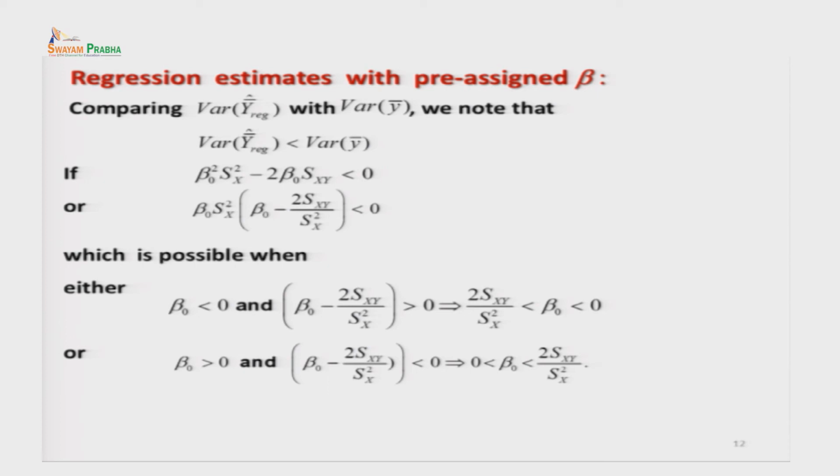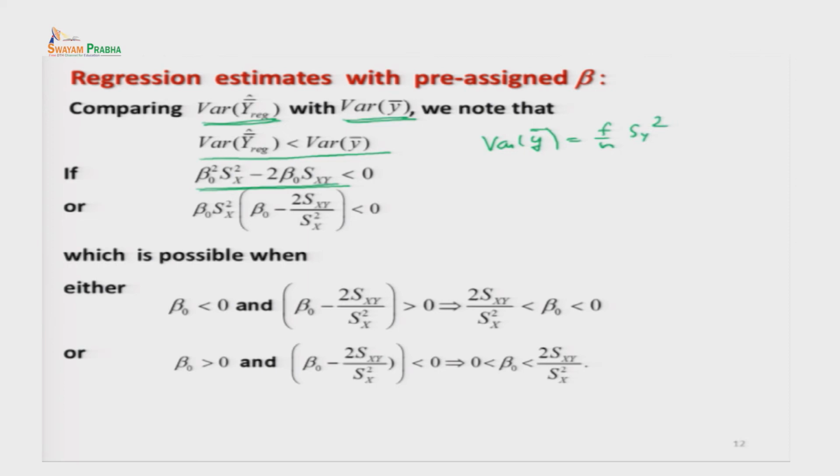In order to answer such a question, we try to compare the variances of the regression estimator and the sample mean. So now, comparing the variance of the regression estimator with the variance of the sample mean under the assumption that beta is known to us, we see that the variance of the regression estimator is going to be smaller than the variance of y bar if this condition holds true. You simply have to write down this variance, because variance of y bar is simply going to be f upon n sy square.